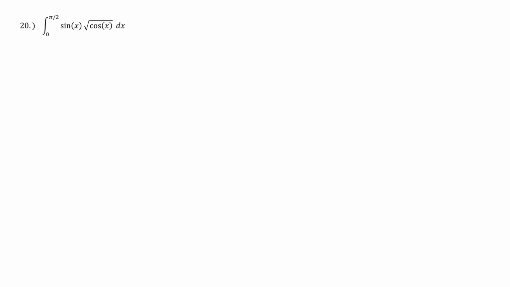All right, for number 20, kind of, you know, how everything has been going. If you see something inside of a radical and it's not just an x, tends to be a u sub situation, and u tends to be whatever's in the radical. So u is equal to cosine x, du is equal to negative sine x dx, dx is equal to 1 over negative sine x du.